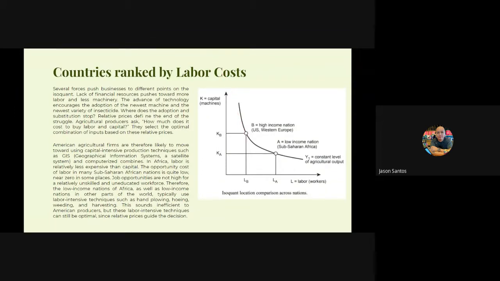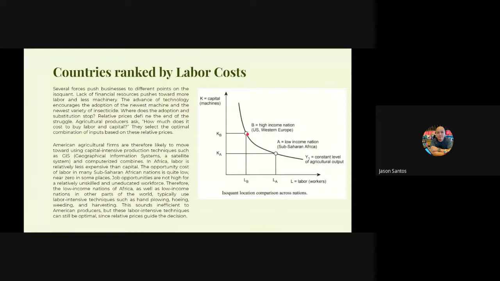So, kagaya ng nabanggit kanina ni Christopher, sabi ni Christopher kanina, less ang cost. Okay. So, I would agree with that, no? That's correct. Tama yun, ano? And there are several forces that push business to different points on the isoquant. So, if you could see, as you move along the isoquant, no, they would represent different combinations of inputs.